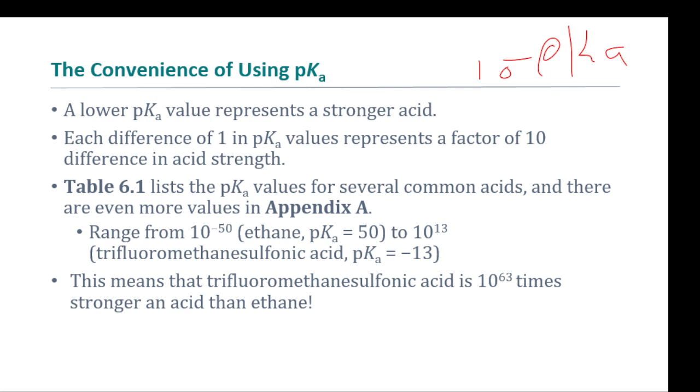Or another way of saying that is a 20% difference in terms of acid strength isn't a lot, is it? It's not a particularly meaningful number. Okay. Table 6.1 actually lists the pKa values for several common acids. There's even more values in Appendix A. If you ever want to get pKa values in this book, you'd go back to Appendix A. Does everybody know how to get to the appendices and such? Okay.